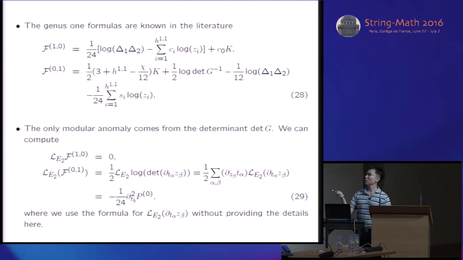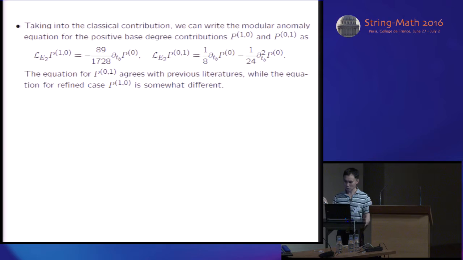So here, the modular anomaly comes from the determinant. So basically, this F10 has no anomaly, but F01, you can compute using some formula. Then we can convert to the usual convention that we derive this equation. So this unrefined case agrees with previous literature, and the new result is this refined case.